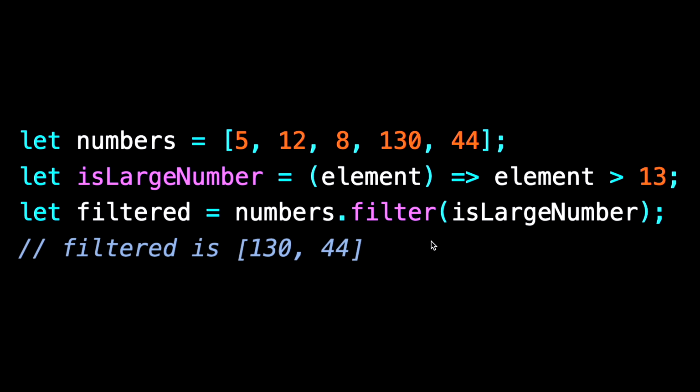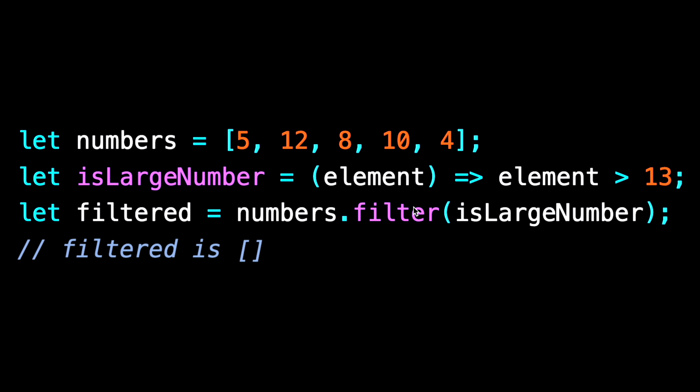The filter method creates a new array with all the elements that pass the test implemented by the provided function. So the function is going to get all numbers over 13, and so the filtered variable is now going to be an array with 130 and 44. And if no elements pass the function, so in this case none of them are over 13, it's just going to be an empty array.